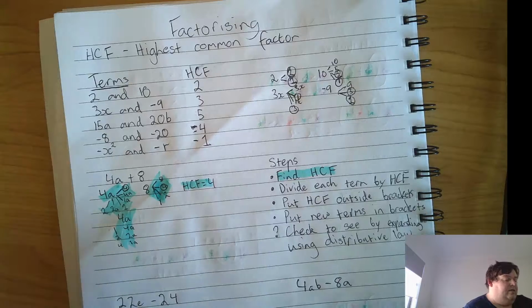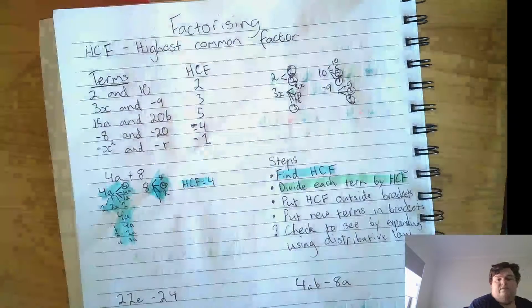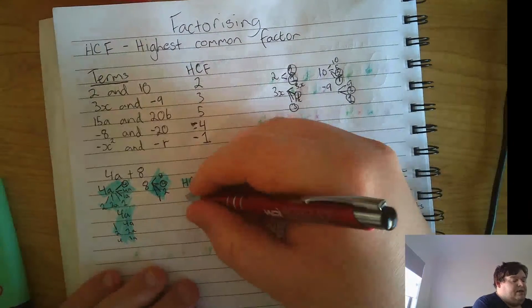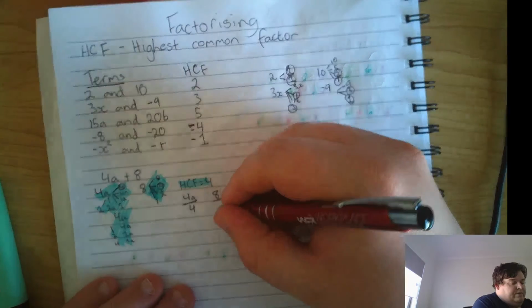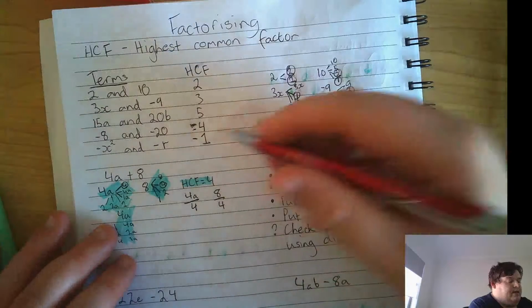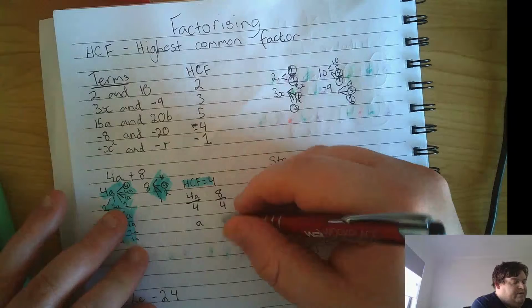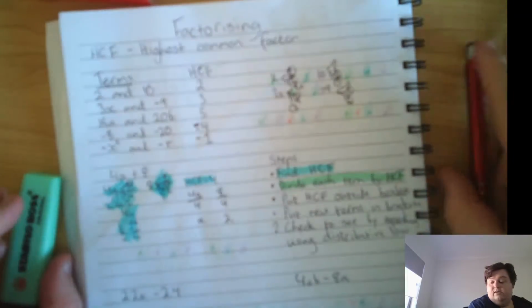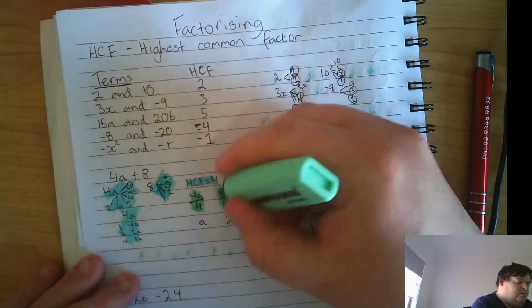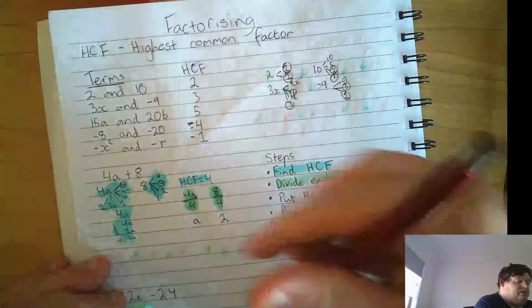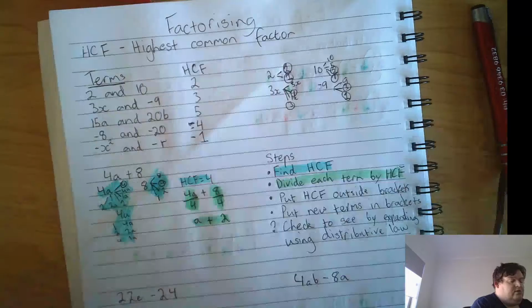The second step says divide each term by the highest common factor. All right, divide each term by the highest common factor. So I do 4a divided by 4 and 8 divided by 4. That gives me just a, or 1a if you'd like, and 8 divided by 4 gives me 2. Okay. That's my step 2 done. And we should put the plus back in the middle too, just to say that this is a plus.